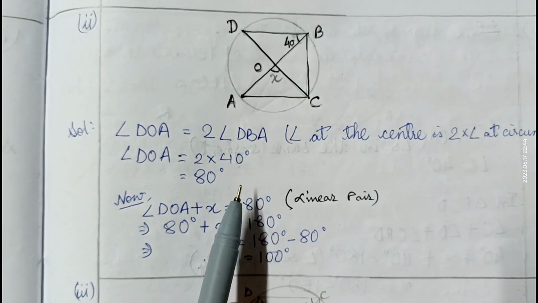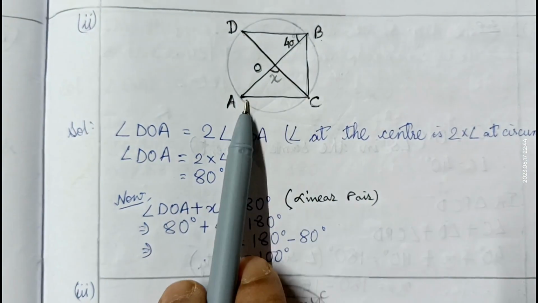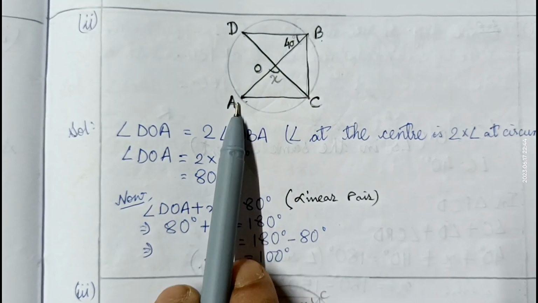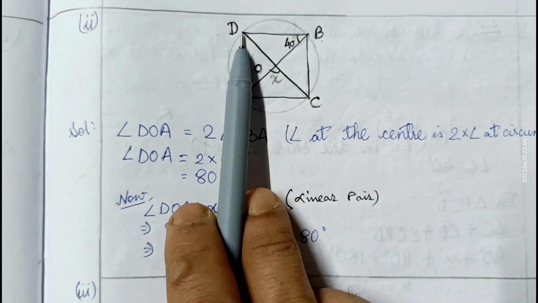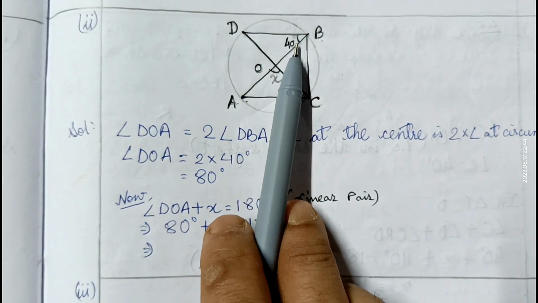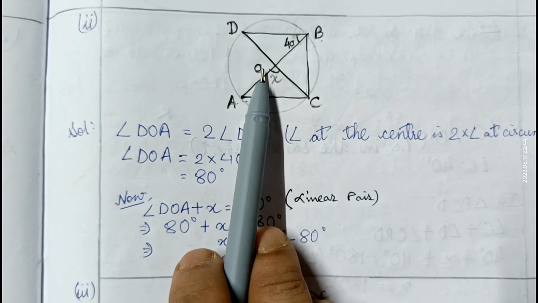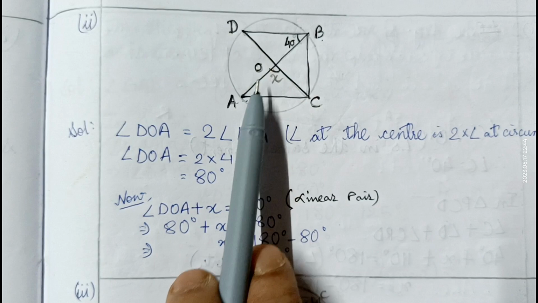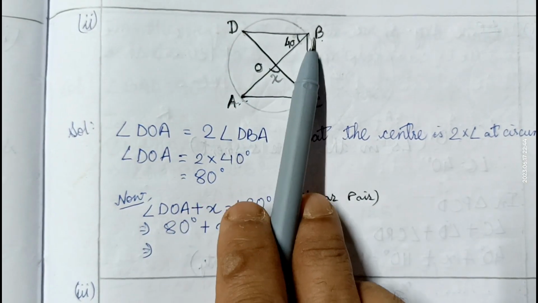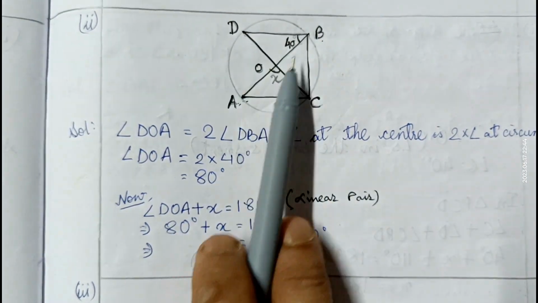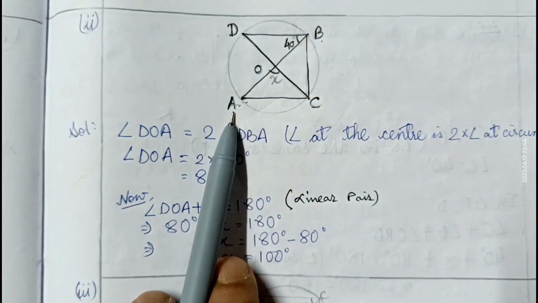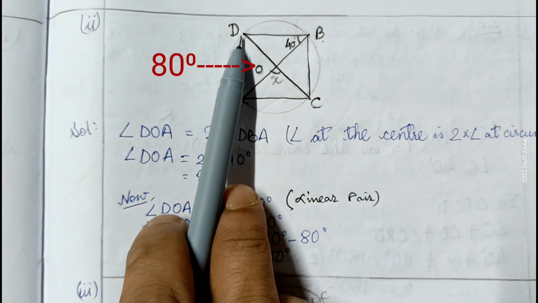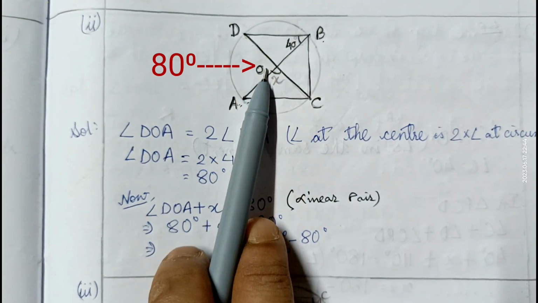In the second part of question number 3, it is given that angle DBA is 40 degrees and we have to find x. Here, DOA is the angle at the center and DBA is the angle at the circumference, and we know the property that the angle at the center is twice the angle at the circumference. So we can write angle DOA is twice DBA. We know DBA is 40, so DOA will be twice 40 degrees, that means 80 degrees. So we got angle DOA 80 degrees.